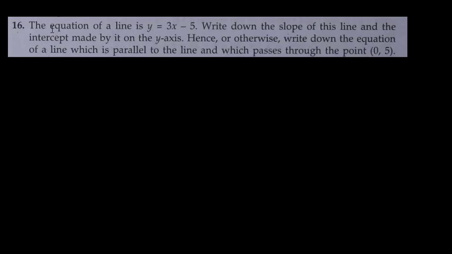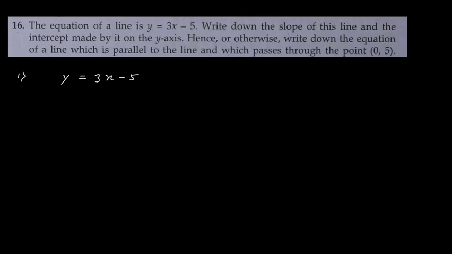Now let us discuss this question number 16. The equation of line is y equal to 3x minus 5. Write down the slope of this line and intercept made by it on the y-axis. And hence or otherwise write down the equation of line which is parallel to the line and which passes through the point 0, 5. So first you have given line as y is equals to 3x minus 5.